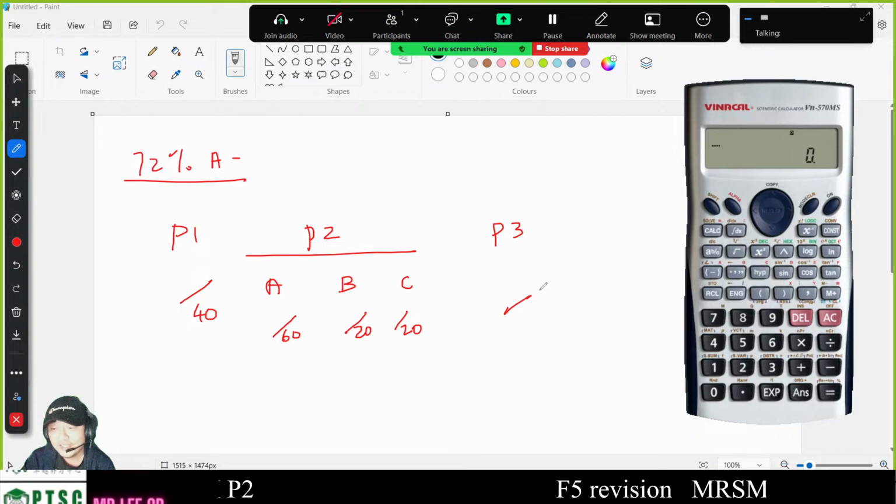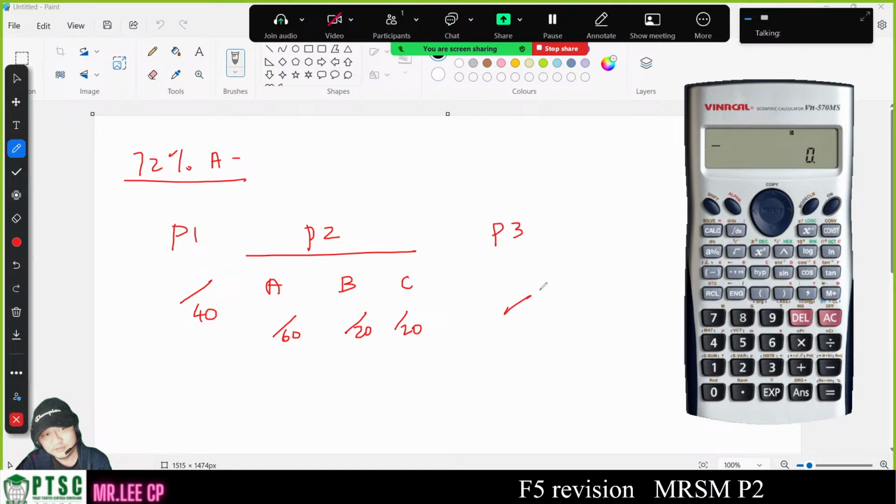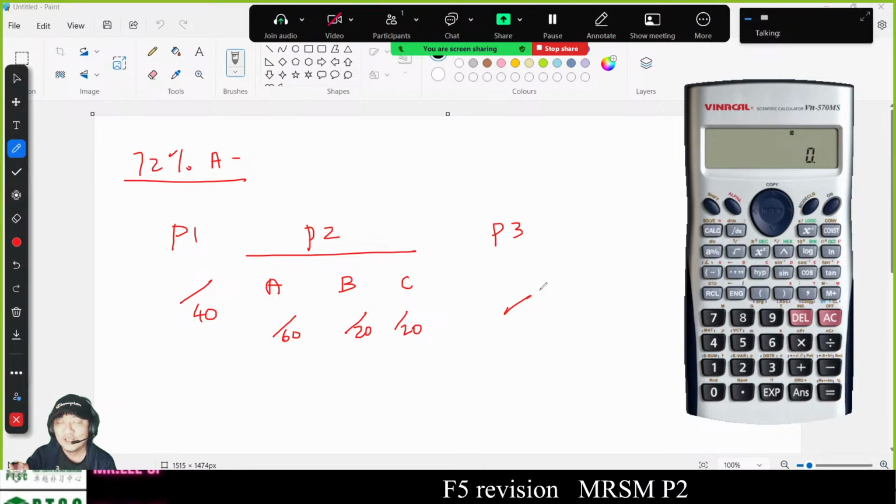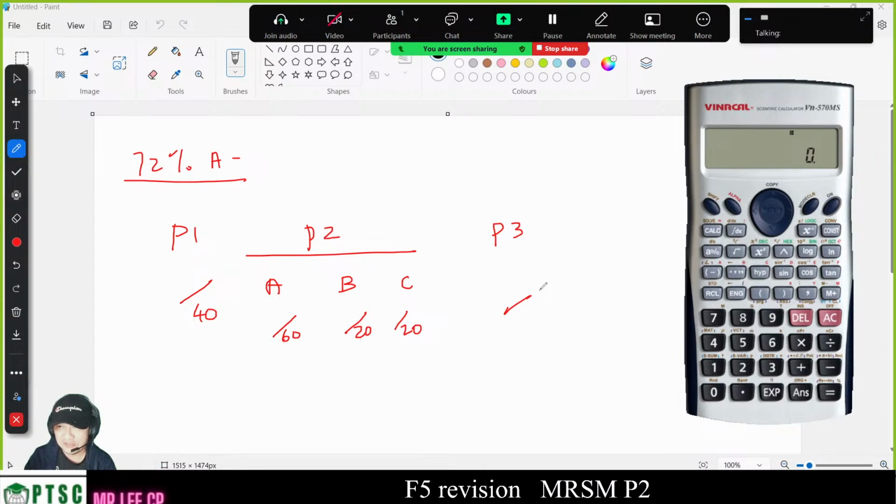A lot of you PM me and tell me, Cikgu, my reading is 2, 4, 6, at 10. Okay, go ahead.